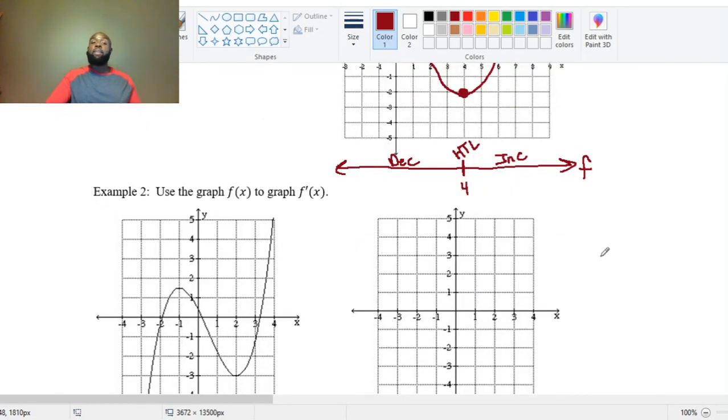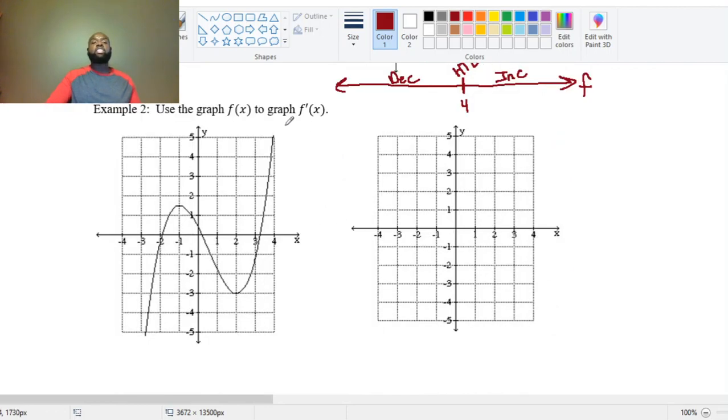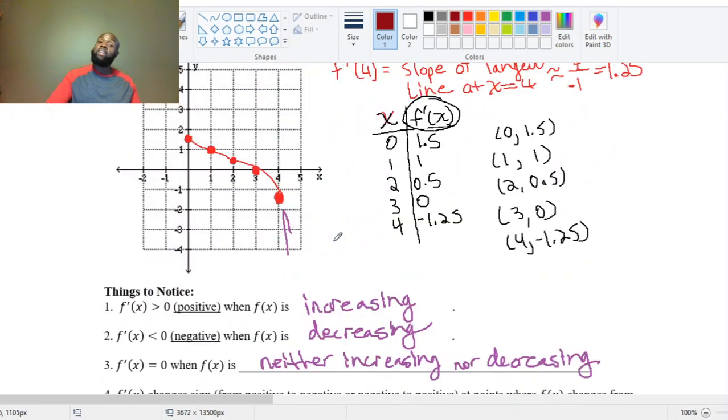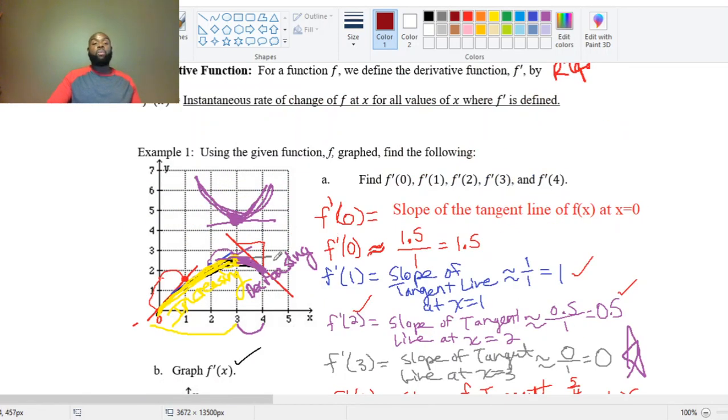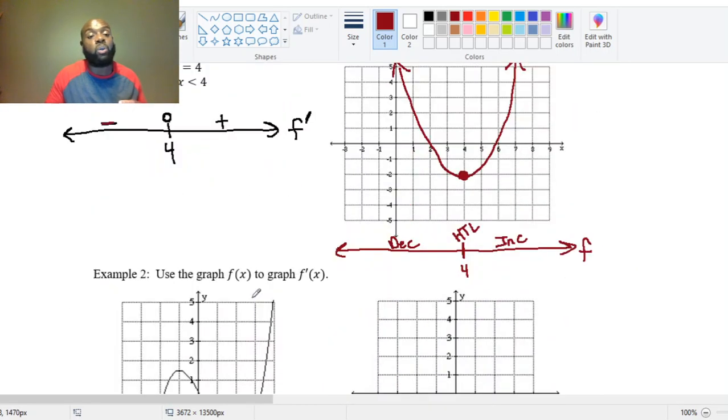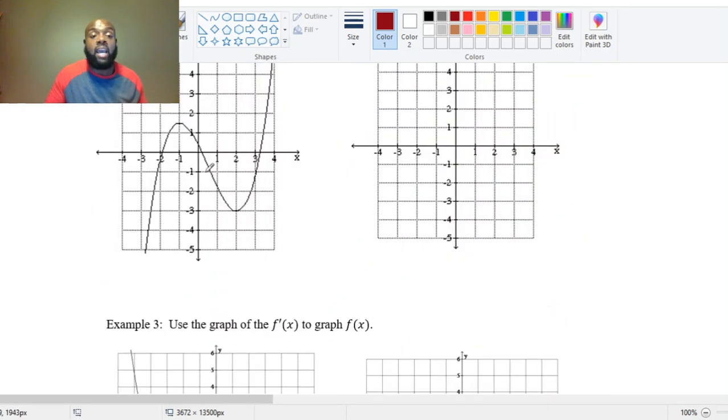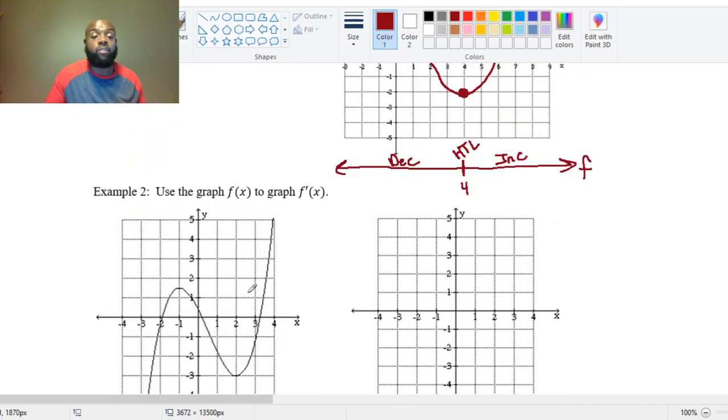All right. Now, let's go in the other direction. It says use the graph of f of x to graph f prime of x. All right. Now, what we could do, I'm going to go back to the beginning. We could try to do what we did here. But I'm not going to do that. That takes too much time. I would have to use so many points in order to do this for this graph here.